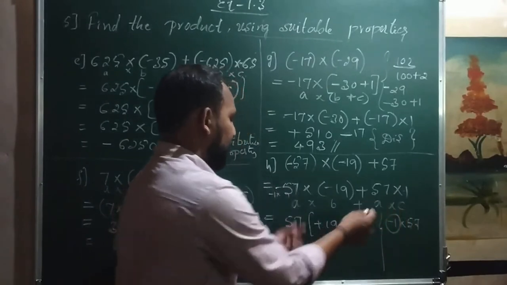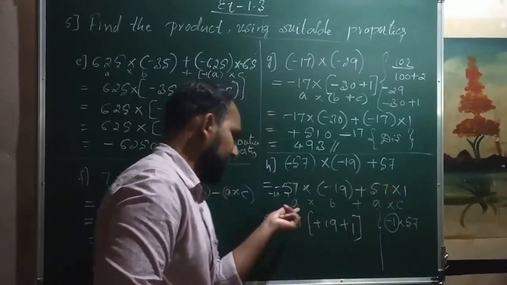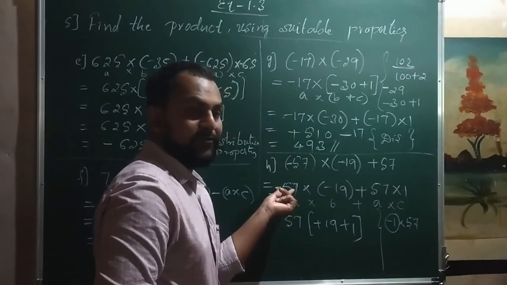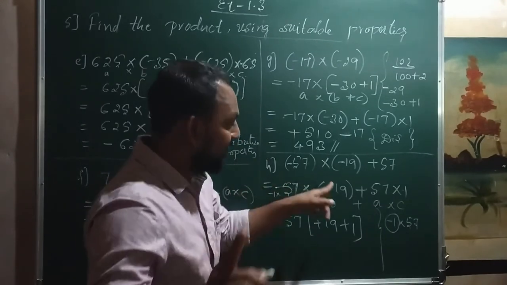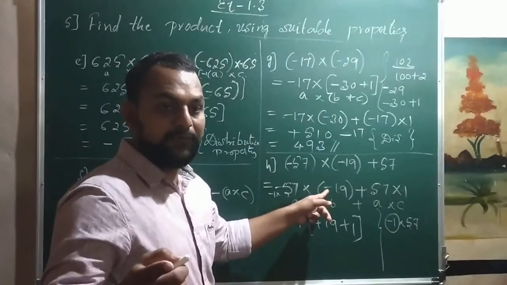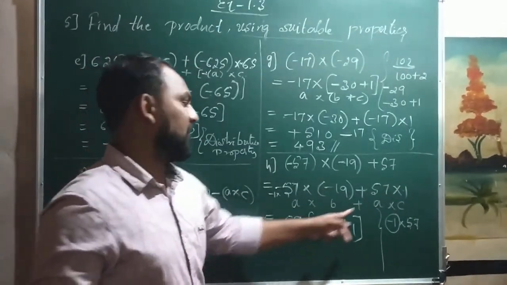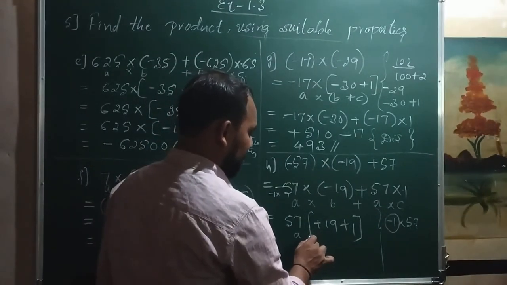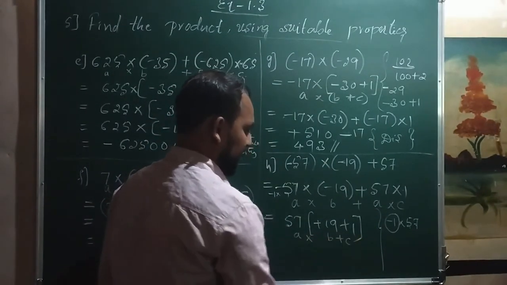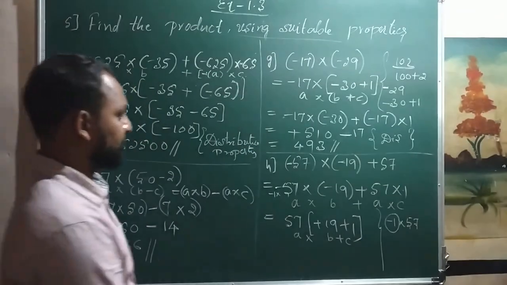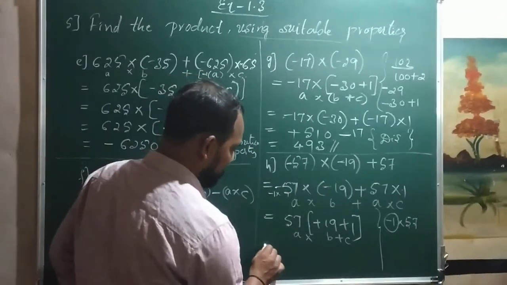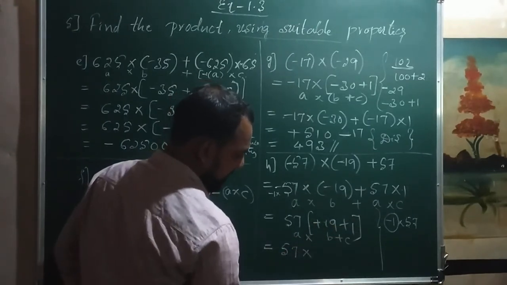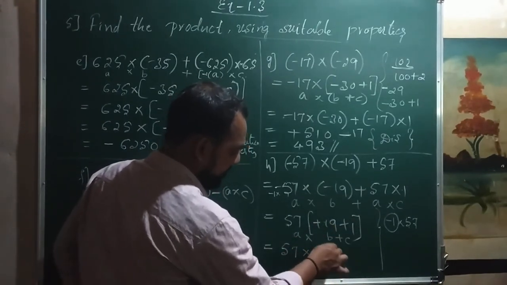Here the minus 57, 57 and 57, take a common. Here in the 57, the remaining value is minus 1. Minus 1 into minus 19 is plus 19. Here as it is 1. Here a into b plus c. 57 into 19 plus 1. 19 plus 1 is 20.